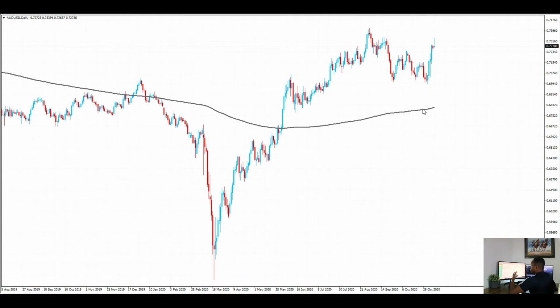For AUD/USD, currently I'm looking for shorts on the lower time frames. I know that my daily 200 average is all the way down here, so there's a lot of room for us to swing to the downside for a bit of a counter-trend move.